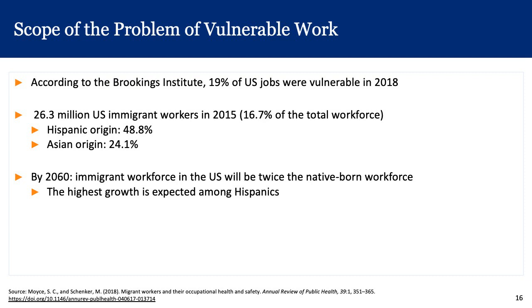We had 26.3 million U.S. immigrant workers in 2015, which comprised 16.7% of the total workforce. Of those, 48.8% were Hispanic and 24.1% were Asian. By 2060, it's estimated that the immigrant workforce in the U.S. will be twice the native-born workforce, and the highest growth is expected to be among Hispanic workers.